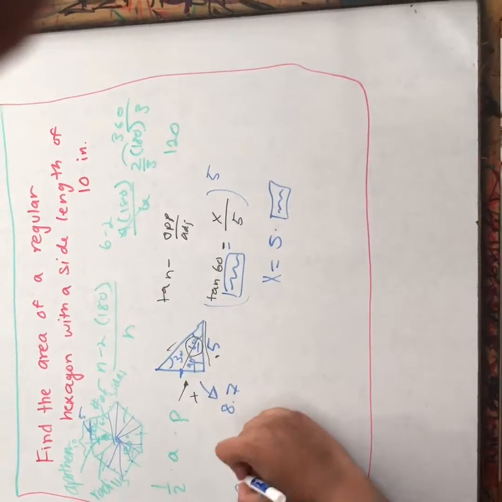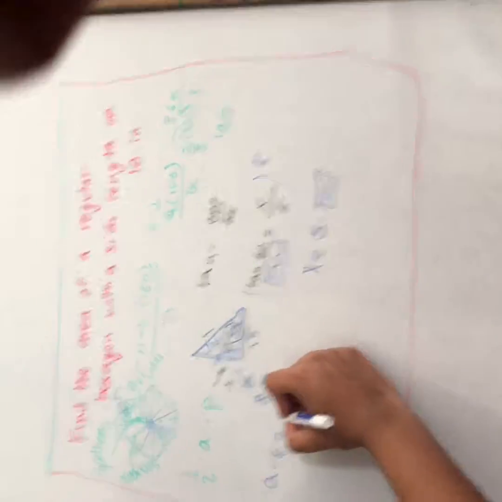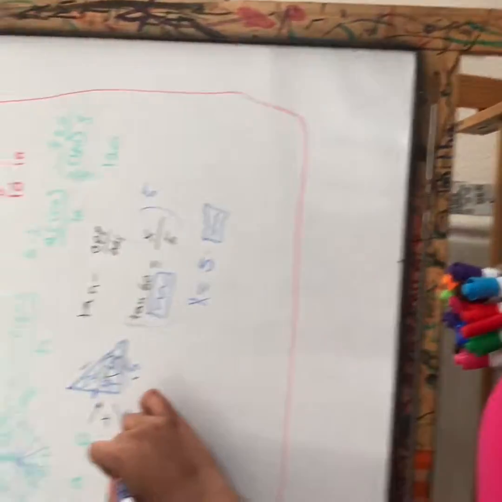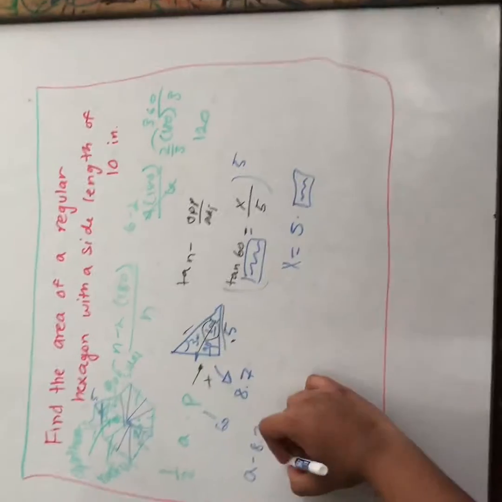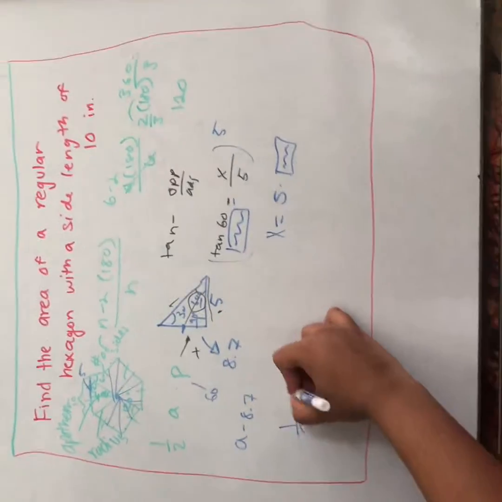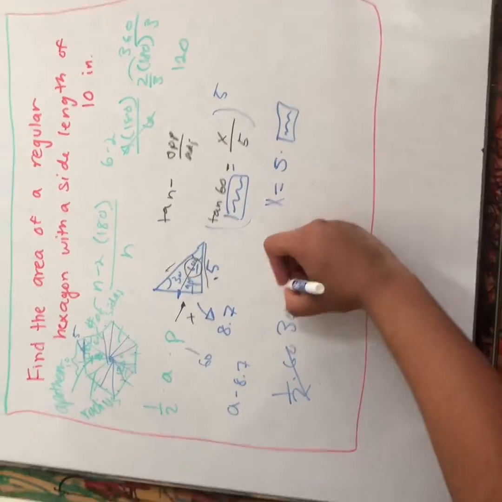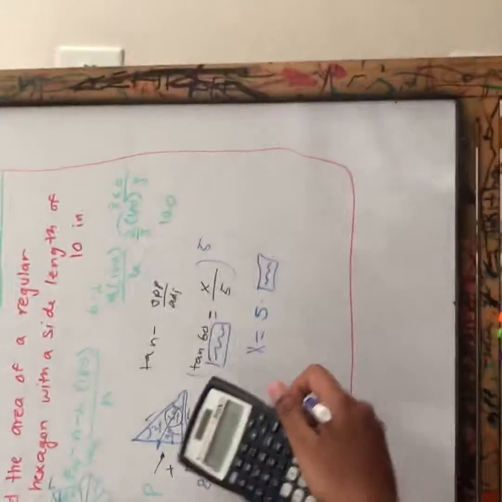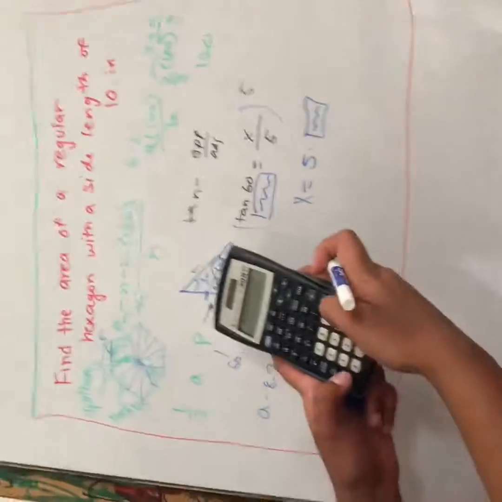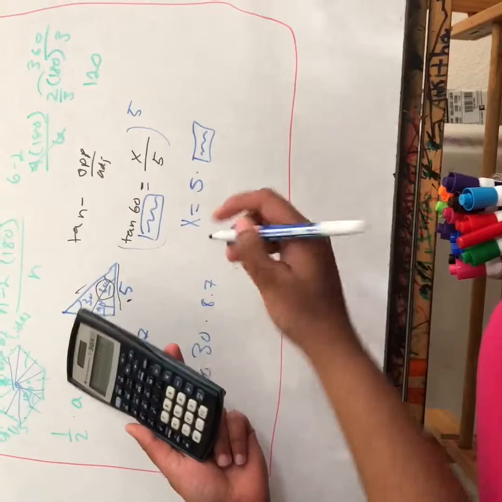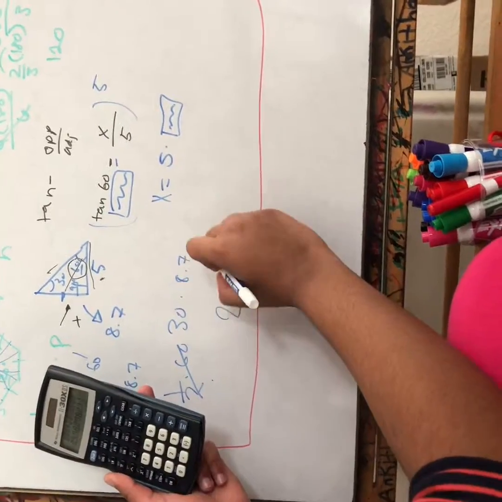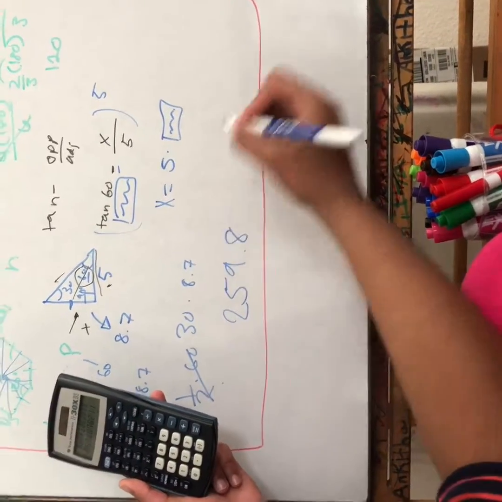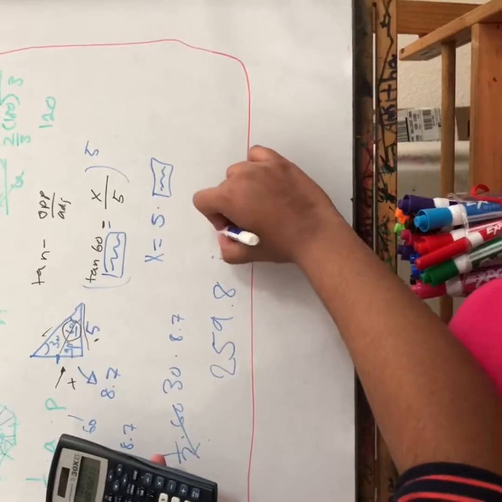So now the apothem is 8.7, the perimeter is 60, and the 1/2. So 1/2 times 60 is 30, so 30 times 8.7. You still have that number on your calculator, so times it by 30, and the answer is going to be 259.8 inches squared.